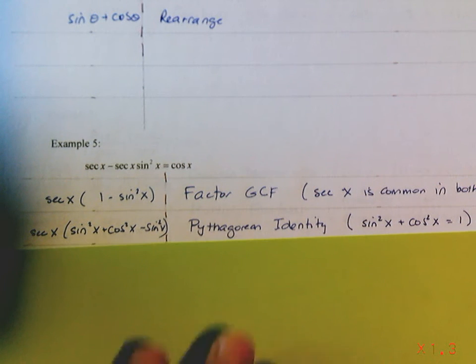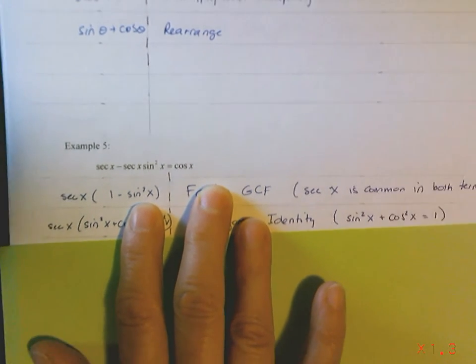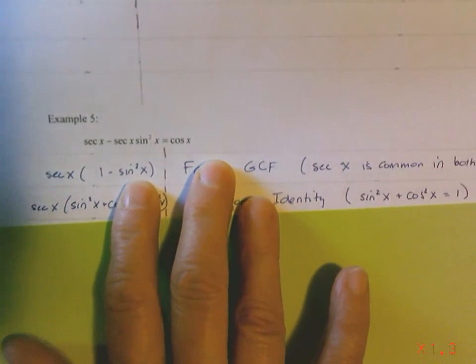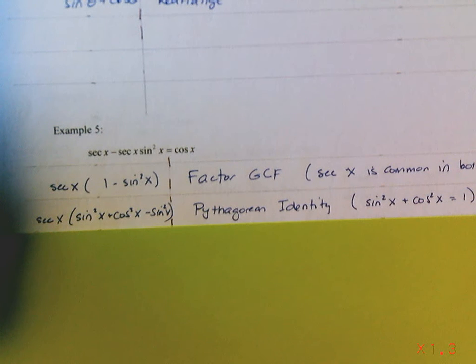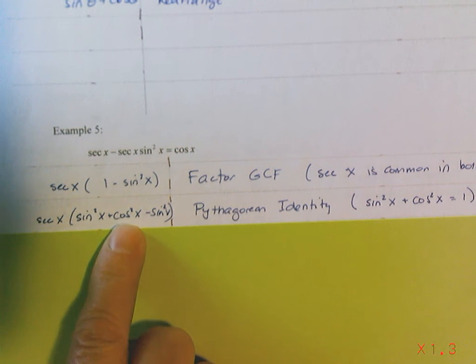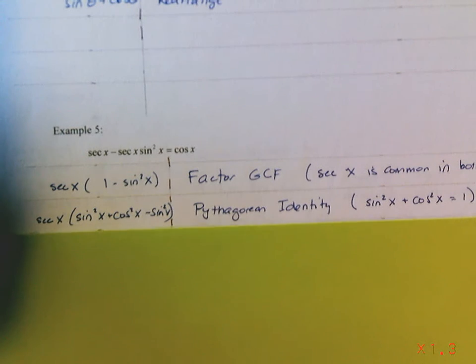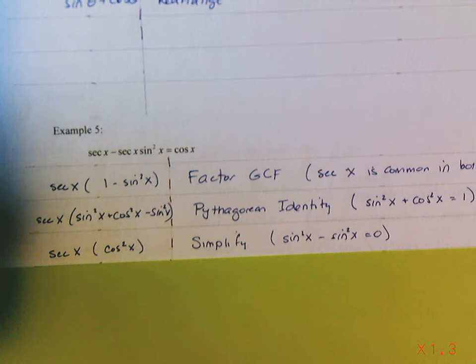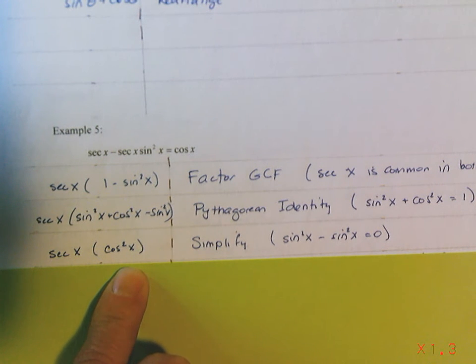Then, like I did in the previous problem on example 3, I could go ahead and replace the 1 with sine squared x plus cosine squared x. The reason I'm doing that is because I know I want to end up with a cosine x. And if I introduce this sine squared plus cosine squared, I'm going to have a sine squared and a negative sine squared, and that's going to be 0. So that's my next step. I simplified it and got to secant x multiplied by cosine squared x.